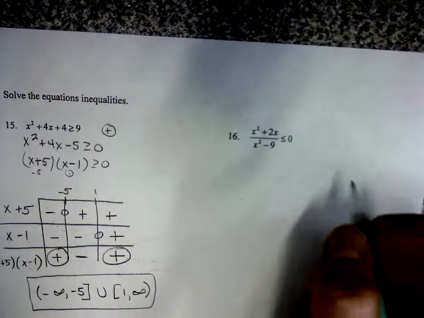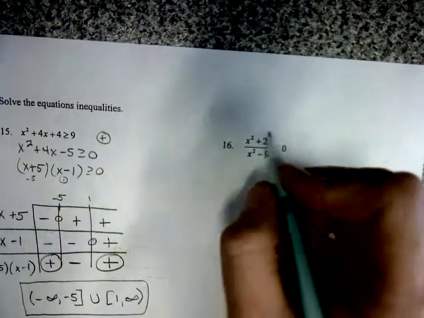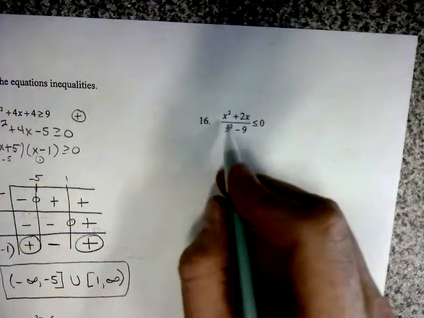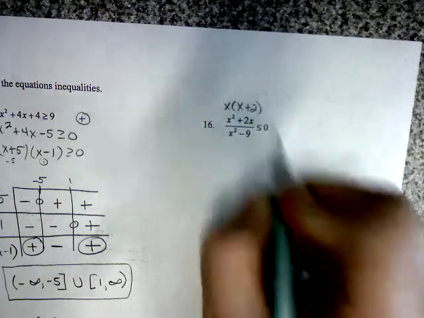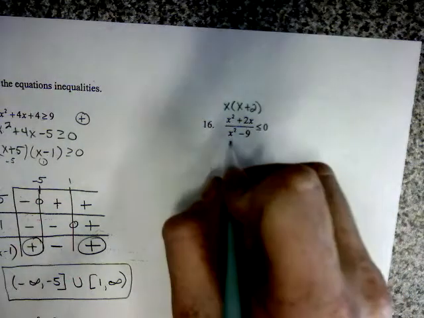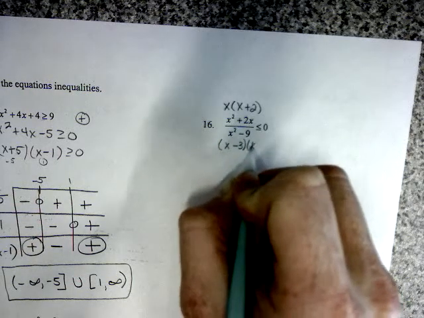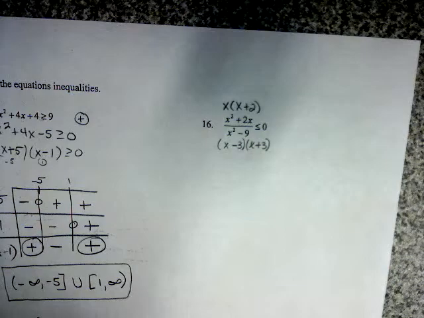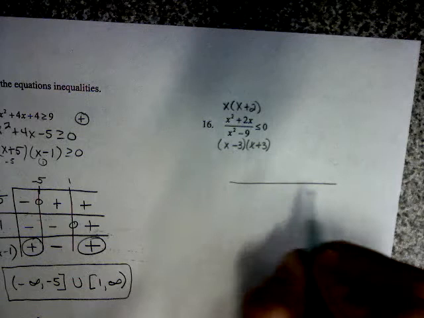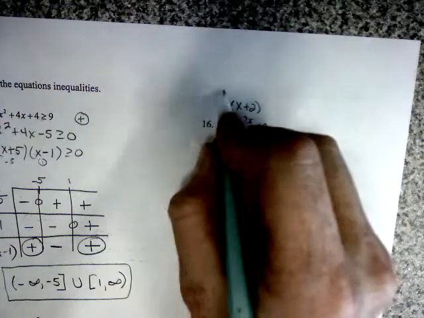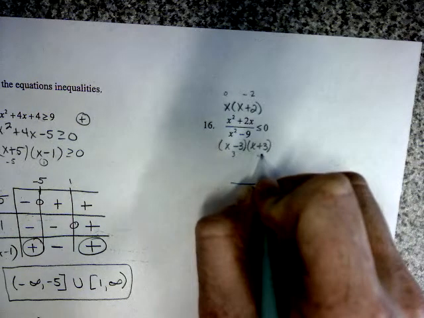Okay, number 16, we need to factor the numerator and the denominator to get its factors so we can find the zeros. We can factor x squared plus 2x by taking out the GCF of x, so we get x times x plus 2. And this denominator is going to be a difference of two squares, x plus 3 and x minus 3. Okay, so we have it already equal to 0, so we're good. We can just put all the zeros on our number line. Here's a 0, 0 for this one, negative 2, 3, and negative 3.